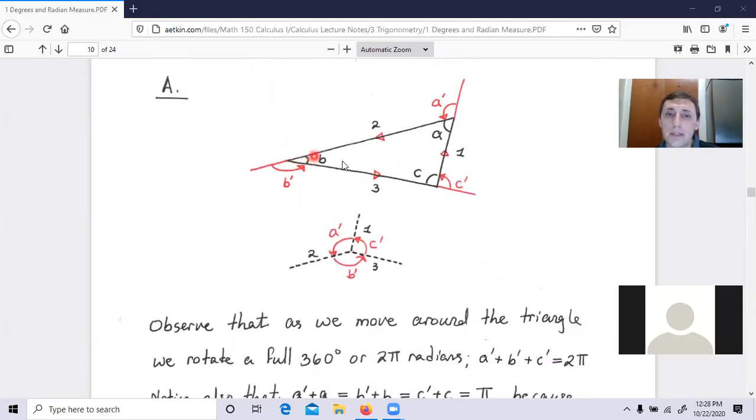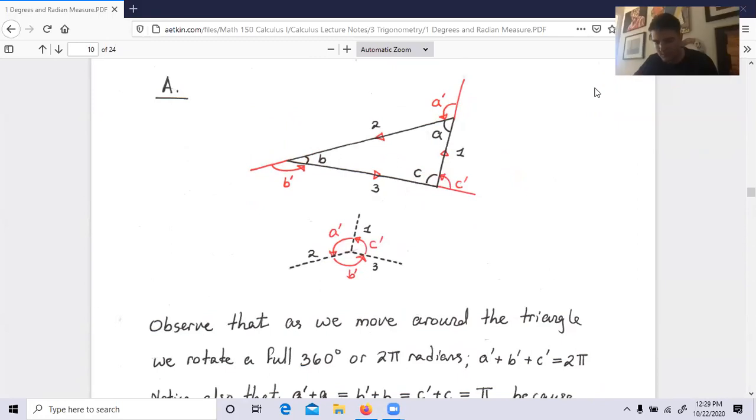So B prime plus B is pi. C plus C prime is pi. A plus A prime is pi. Everybody understands that part, guys? I have two observations. I know the sum of the outer angles, it's 2 pi. A prime, B prime, C prime, if I add them together, because that means I rotated entirely around the triangle, I got 2 pi. Yes?